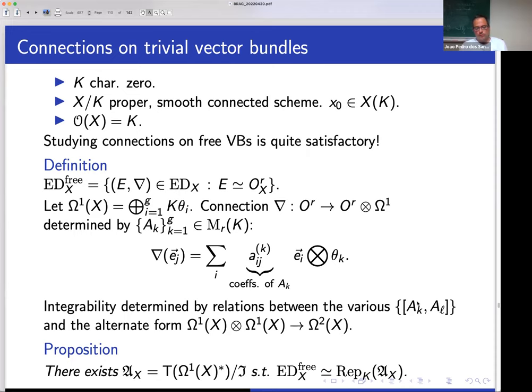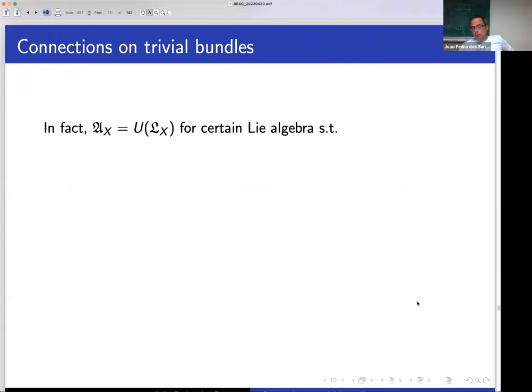Okay, so at the end of the day, my category of connections on trivial vector bundles is the category of representations of some algebra, which I can explicitly give to you if I had some chalk in the hand. Moreover, just using some Lie algebra stuff, this algebra is just the enveloping algebra of a Lie algebra. So the category of connections on free vector bundles is the category of representations of a certain Lie algebra.